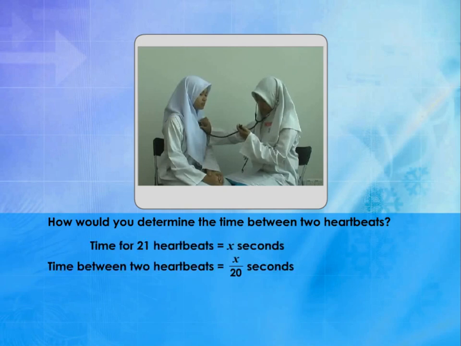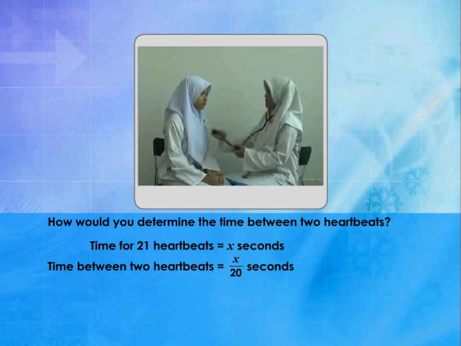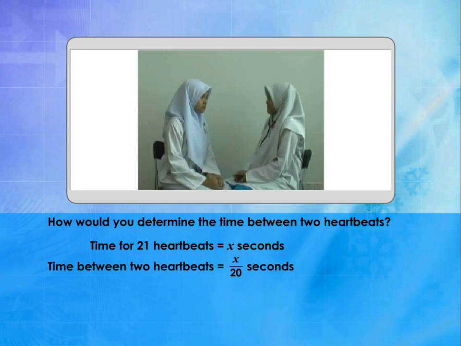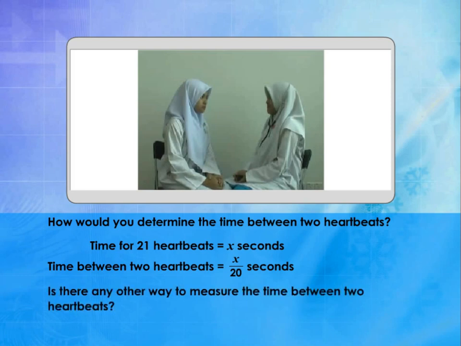The time between two heartbeats can be measured by measuring the time between several heartbeats, for instance, 21 heartbeats. Therefore, the time interval, or time between two heartbeats, can be calculated by dividing the time taken by 20. Is there any other way to measure the time between two heartbeats?